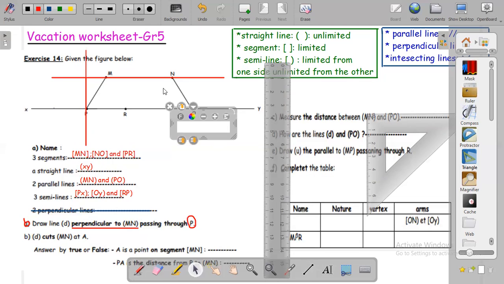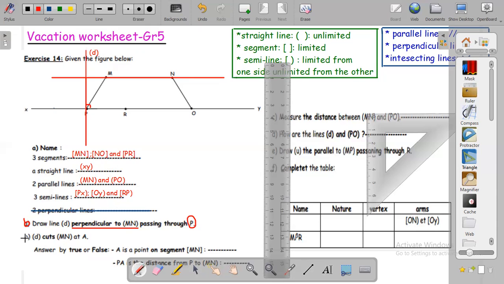We write D between parentheses. And now we have to put a right angle. We put the right angle here. Here we draw the perpendicular, so we put a right angle here.